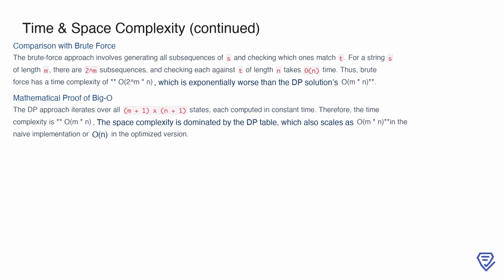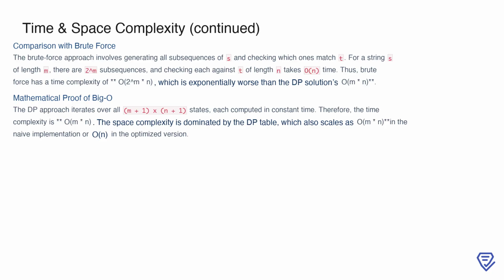To further validate the efficiency of the DP method, we can analyze its big O mathematically. The DP table consists of (M plus 1) x (N plus 1) states, and each state is computed in constant time. This confirms the time complexity is O(M*N).